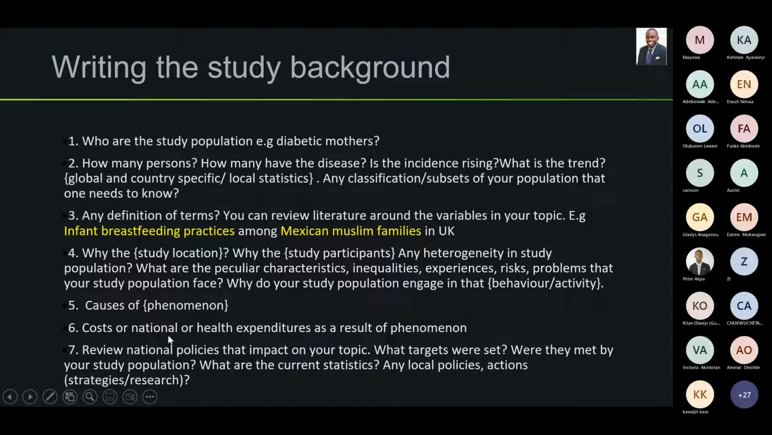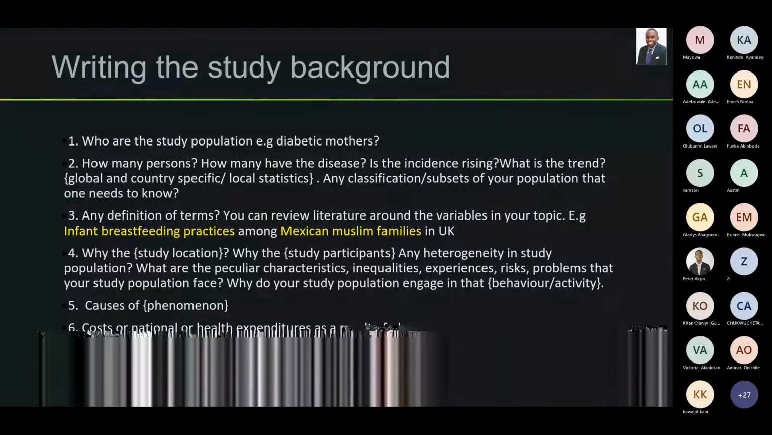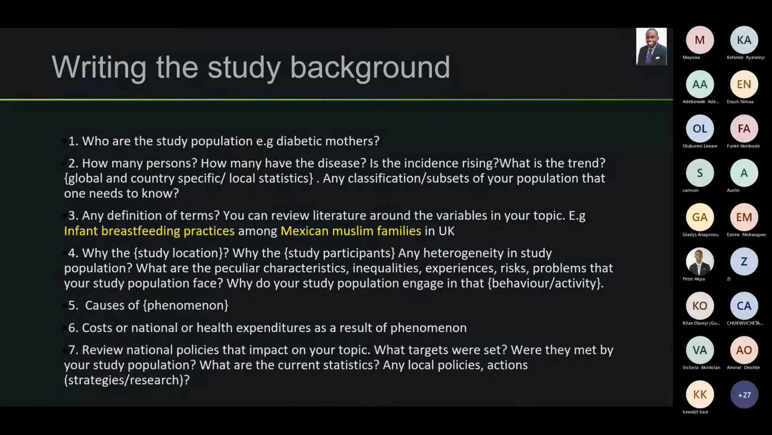And then look at the national budget. How much is being allocated to solve that problem? What is the government doing about it? Are there any existing policies? For example, obesity in Bradford, you look at what policies the UK government have done so far to address obesity in children. Then after looking at the UK, you look at the Bradford City Council. What have they done so far to address obesity? Did they set targets? Were they met? So this is just an example of how to write a research or even your proposal.